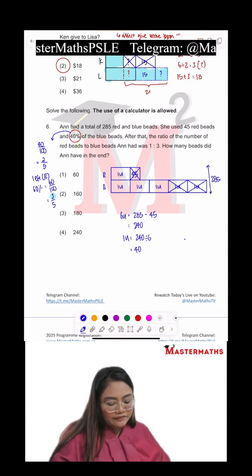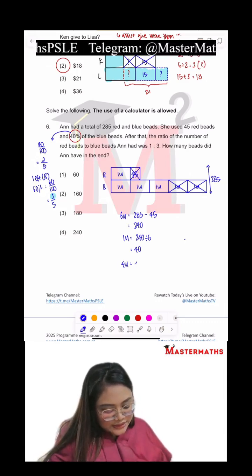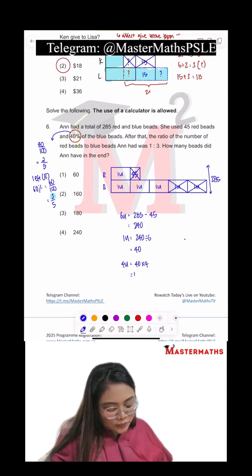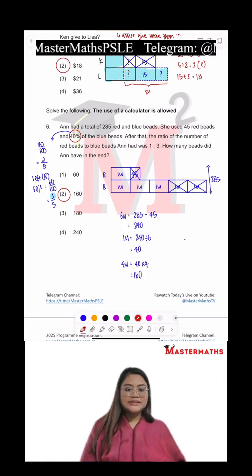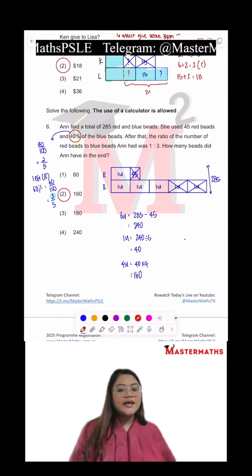How much did she have in the end? That's 4 units. 40 times 4, answer 160. Okay, answer is 160. Everybody understand so far?